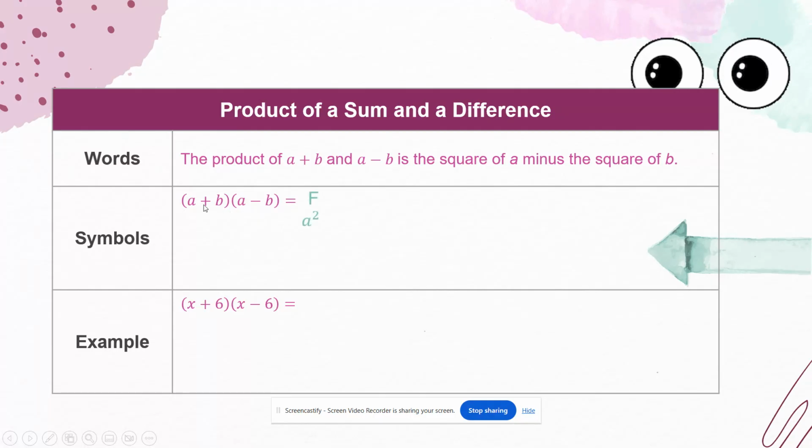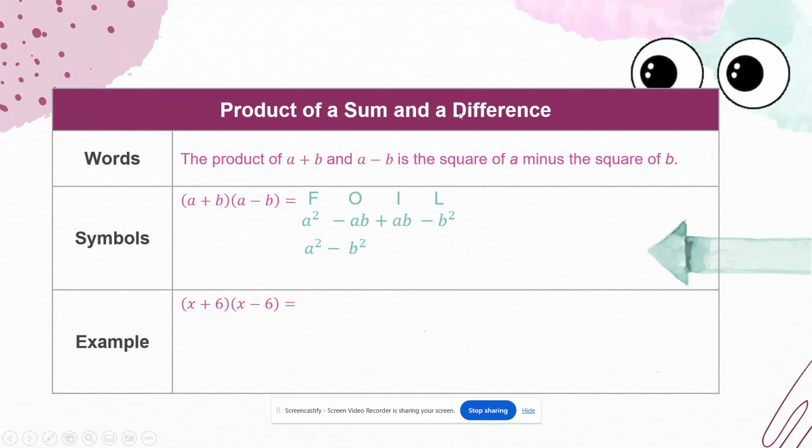So if I were to FOIL this, a times a is a squared, a times negative b is negative ab, b times a is positive ab, and b times negative b is negative b squared. We notice when we combine our like terms here though, guys, they're actually going to end up canceling each other out. A negative ab plus ab is going to cancel out, and all I'm going to be left with is a squared minus b squared.